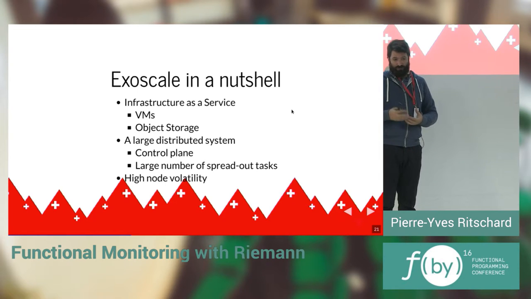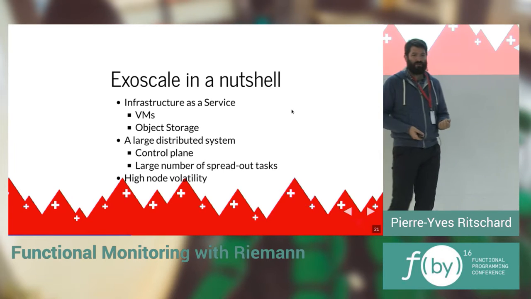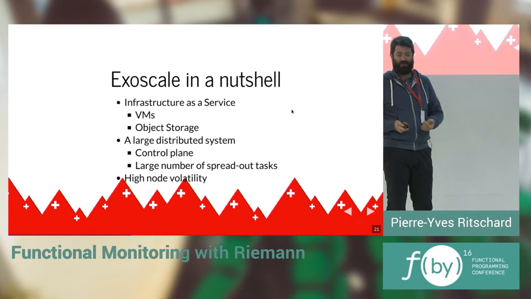Which means that, you know, we have all these services. I tend to avoid the microservice term, but we have services of all sorts. And we need to watch over them since we run plenty of those on VMs. VMs might come and go, so we have high volatility in nodes, and we have to account for that.